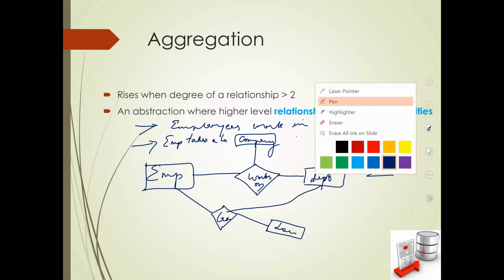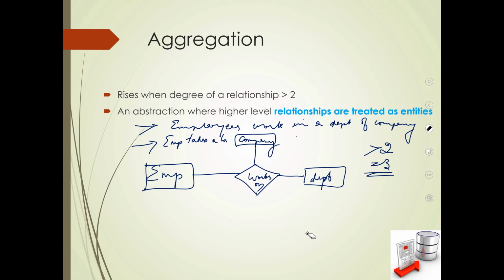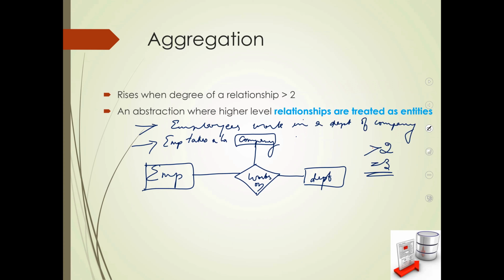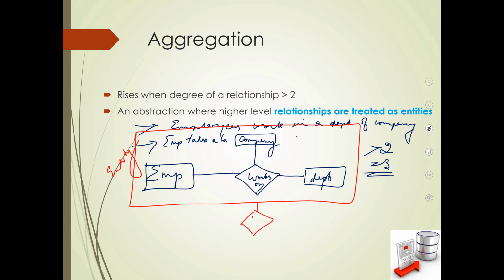So, for that, we can do aggregation. Now, what aggregation does is, when you have a degree greater than 2, this whole thing, you will be treating it as a single entity. And then I will have my scenario: the employee working in a company, in a department, takes a loan. Now, the way in which you group all these things together, you put it in an aggregate, you group it, you call this aggregation.